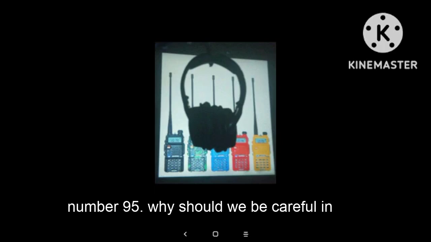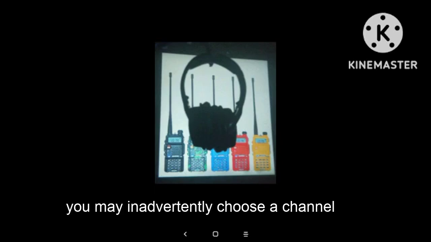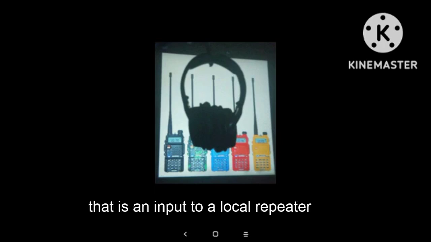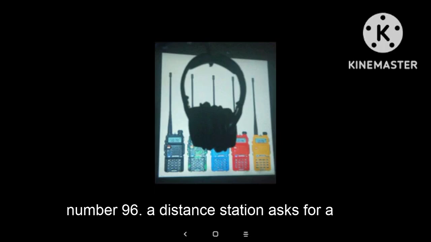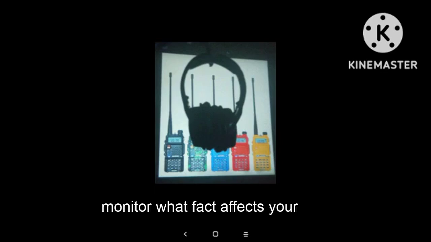Number 95. Why should we be careful in choosing a simplex frequency when operating VHF and UHF FM? You may inadvertently choose a channel that is an input to a local repeater. Number 96. A distant station asks for a signal report on a local repeater you monitor. What fact affects your assessment?